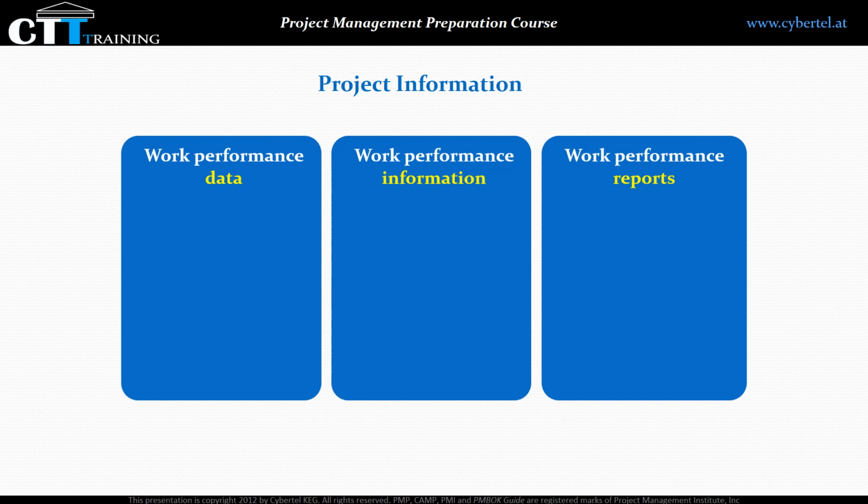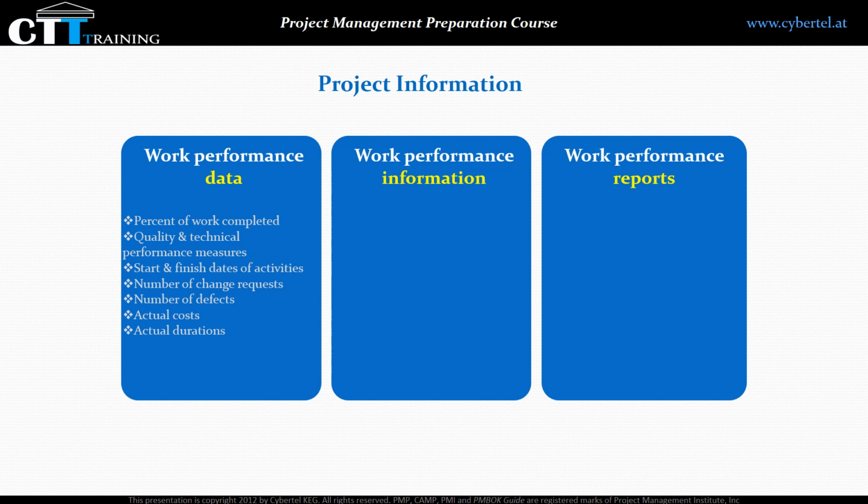Work performance data. This is the raw measurements identified and collected during the project. Examples of work performance data are reported percent of work completed, quality and technical performance measures, start and finish dates of scheduled activities, number of change requests, number of defects, actual costs, actual durations, etc.